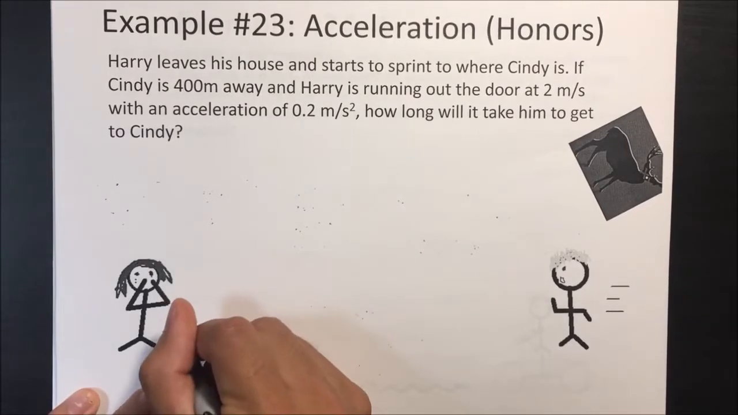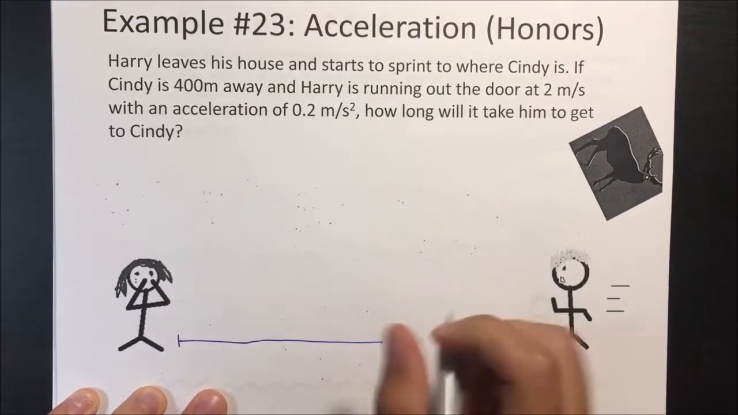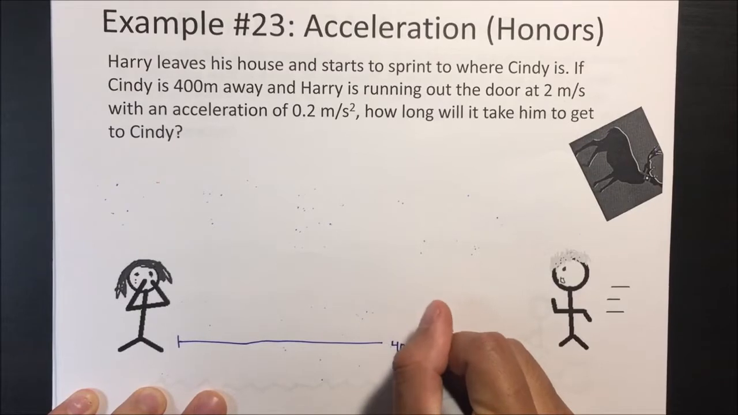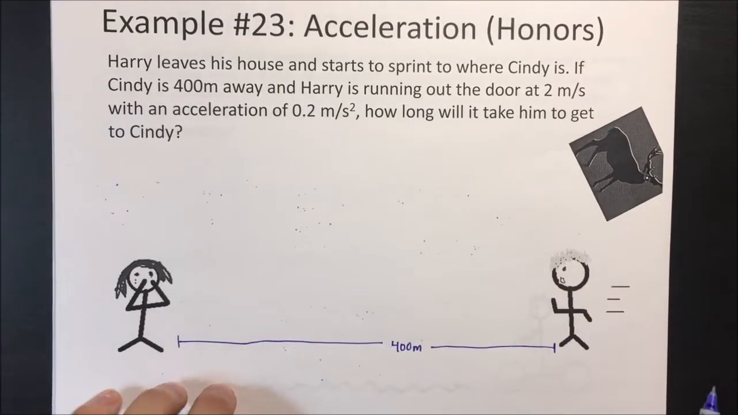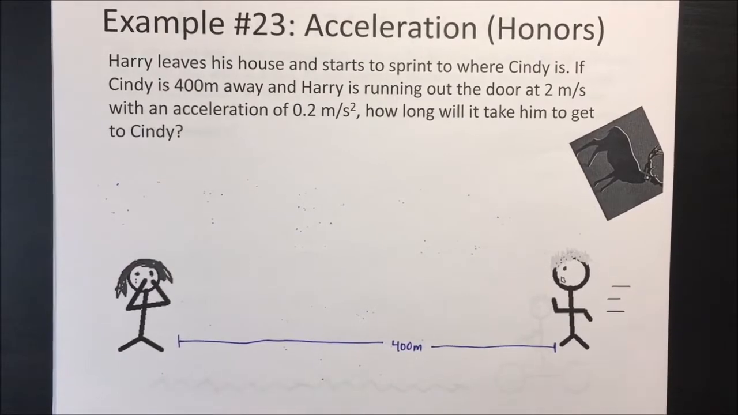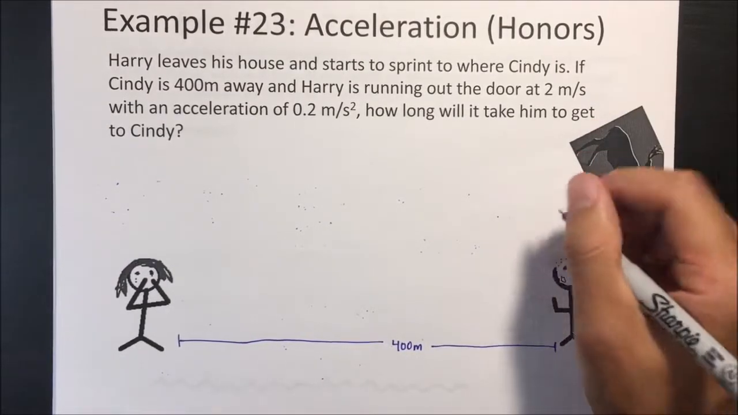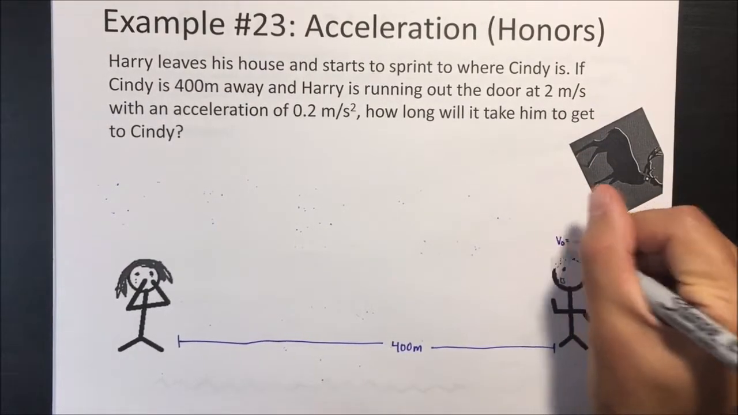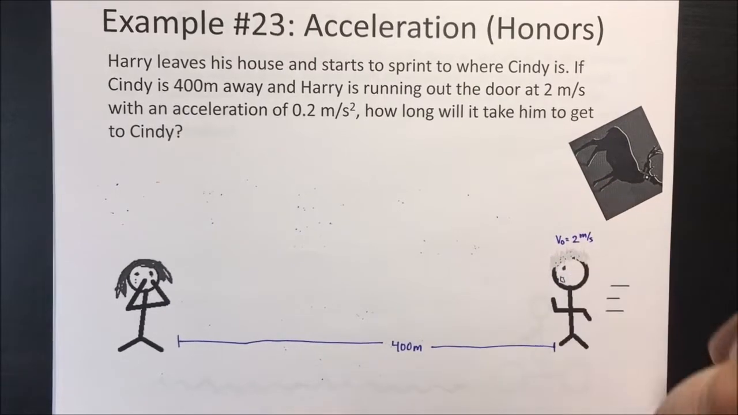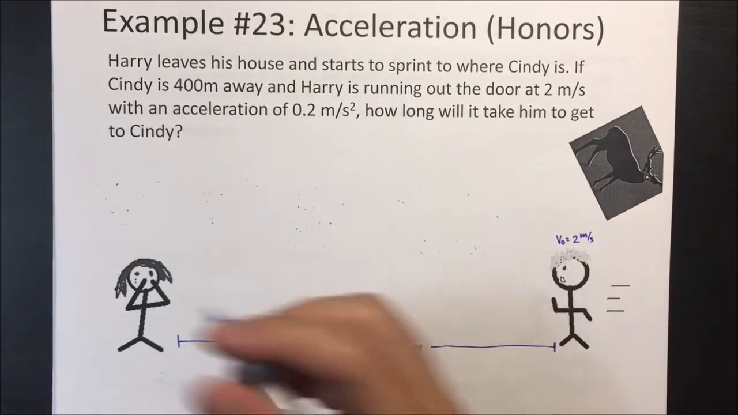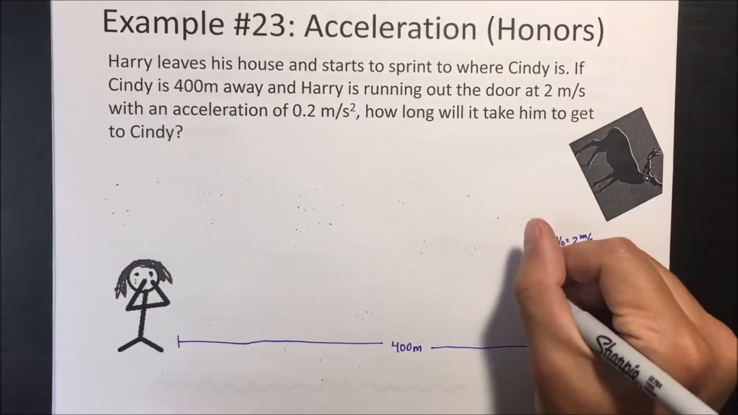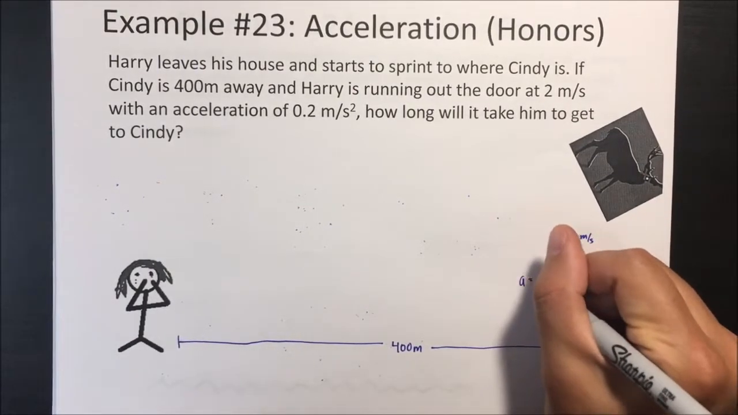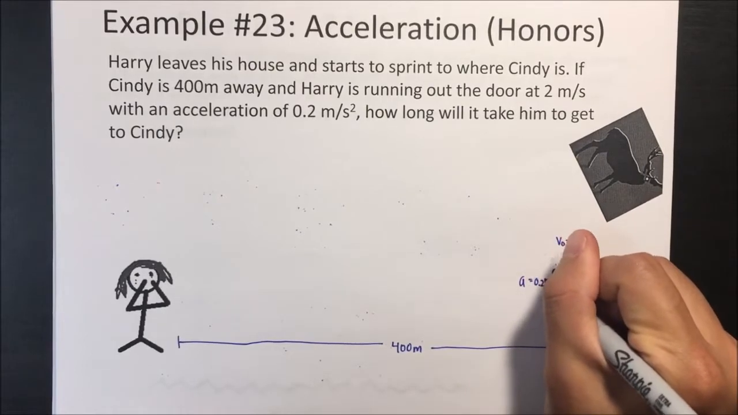So, what we see is Harry is 400 meters away. So we're just going to draw like that, 400 meters away. He's sprinting out the door, and he has an initial speed of 2 meters per second. And then he's getting faster and faster, trying to get to her as fast as possible. So acceleration of 0.2 meters per second squared.